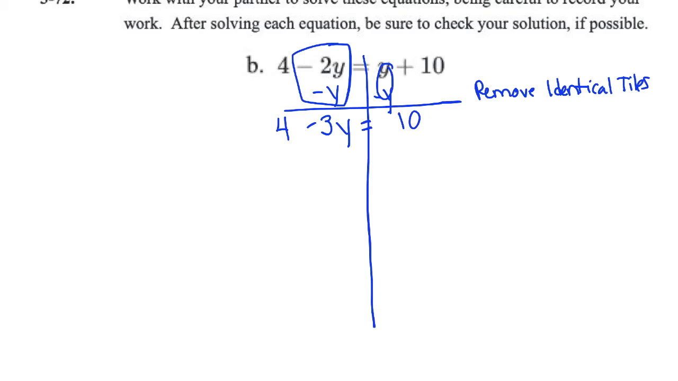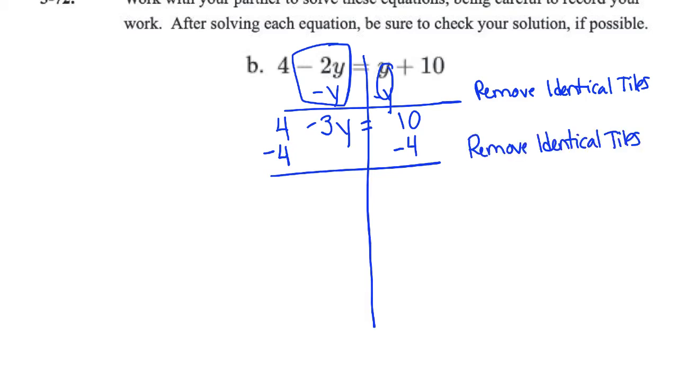So now I've got my y's all together on the left-hand side. Next thing I'm going to do is remove identical tiles for the units. I'm going to remove 4 unit tiles from each side. If I have 4 unit tiles and I take away 4 unit tiles, I've got nothing left there. I still have my negative 3y tiles though. 10 unit tiles minus 4 unit tiles would give me 6 tiles. Now we've got 3 negative y tiles.